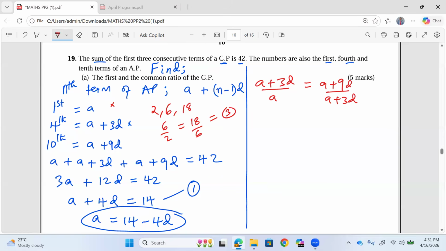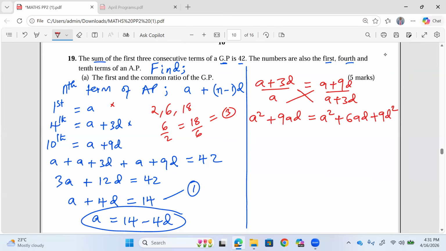So cross multiplication will give us A squared. I'm multiplying this way: A times A plus 9D equals A plus 3D squared, because we are multiplying A plus 3D times A plus 3D. So A squared plus 6AD plus 9D squared.